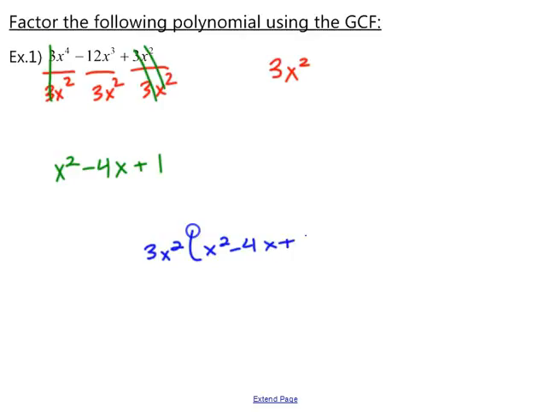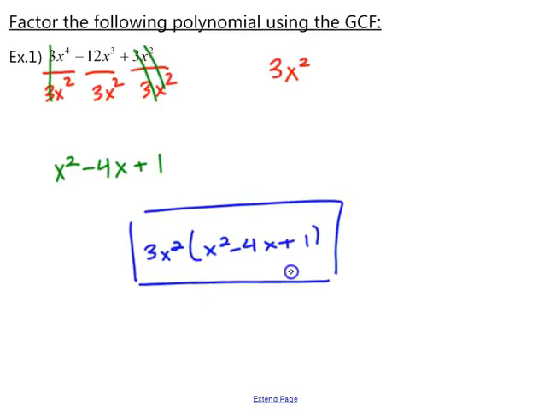minus 4x plus 1. One way that you'll always be able to check to see if you factored correctly is if you take your answer, if you distribute your GCF and multiply, your answer should be the original problem that you started with.